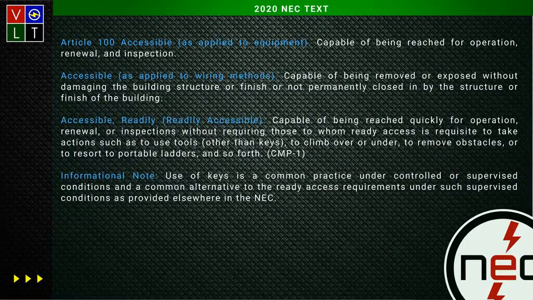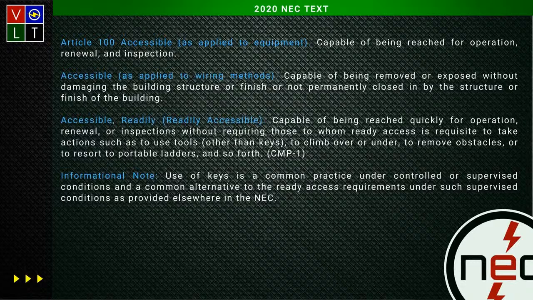There's stuff that's been moved around. They did a full, and I mean a full thing on Article 7, 24, 25, and 26. Now you're going to have Article 725 where Class 1 circuits were. That's now going to be Article 724, and Article 725 is going to deal with Class 2 and 3 circuits, and then Article 726 is going to deal with Class 4 circuits.